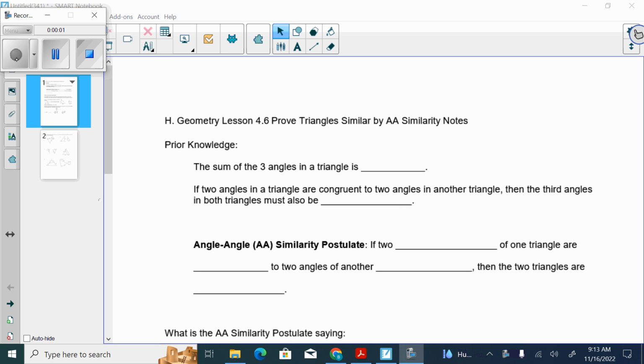About to prove similarity is the AA Similarity postulate. But first, let's talk about what we know about triangles already. It says that the sum of three angles in a triangle is always how many degrees? Right.